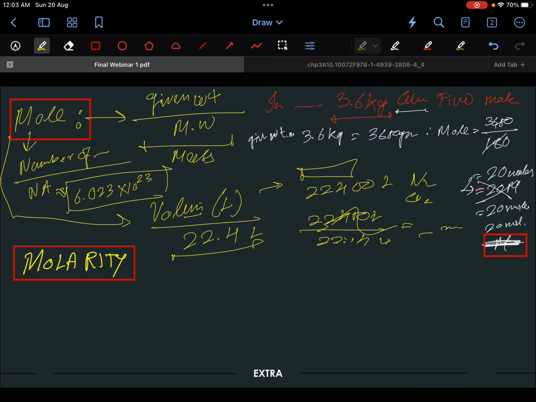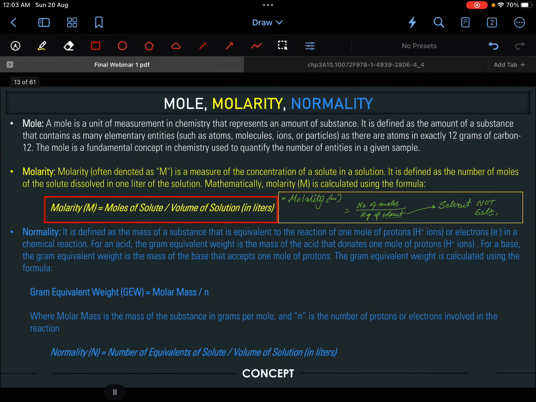Molarity. What is molarity? If we go back to the definition, what does the definition say? The definition says that molarity, often denoted as M, is a measurement of the concentration of a solute in a solution. It is defined by the number of moles of the solute dissolved in 1 liter of the solution. That is, number of moles per liter of the solution.